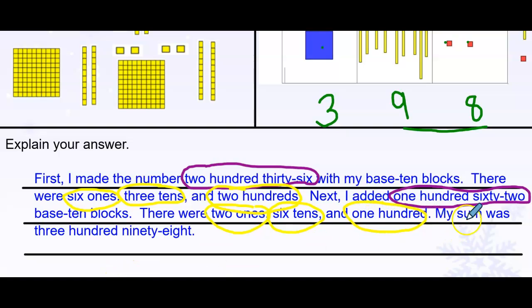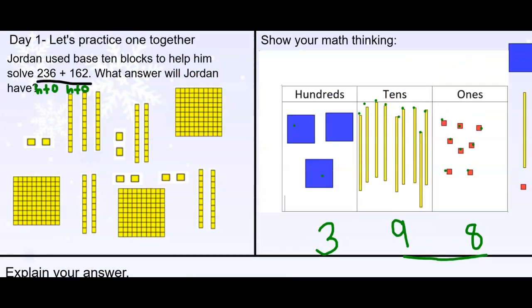Finally, we use the word sum because when we're explaining our thinking, we want to use math words. Our other math words are ones, tens, and hundreds. So our final sentence says, my sum was 398. Great job, boys and girls. Thank you for helping me out with that problem.